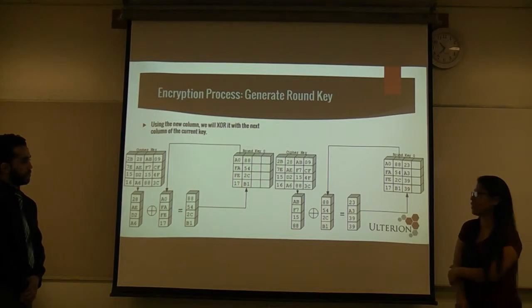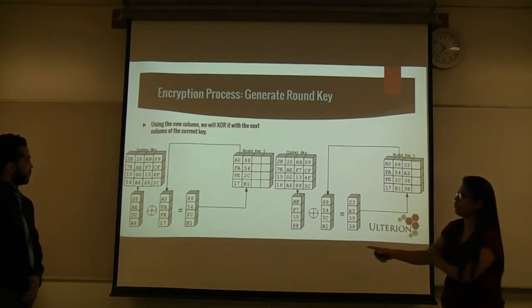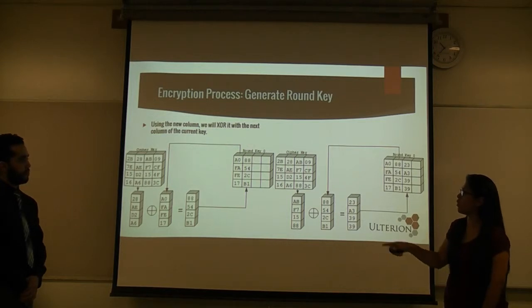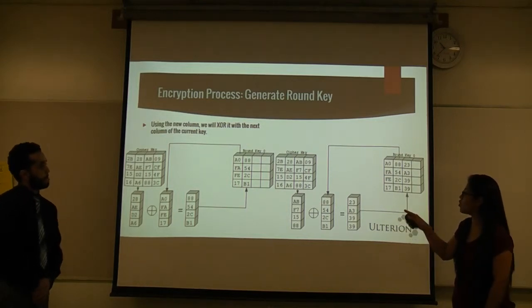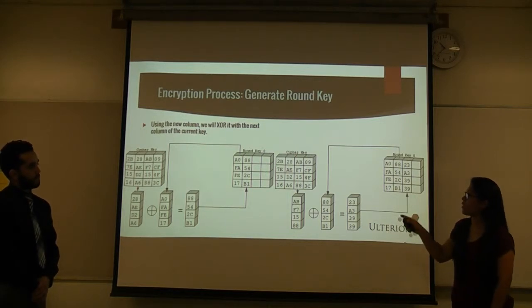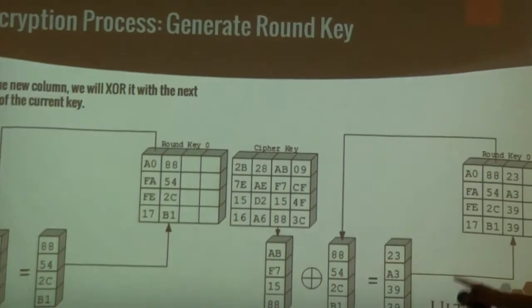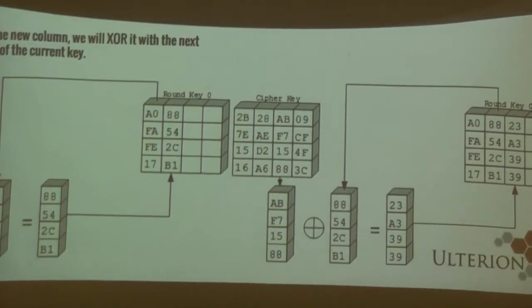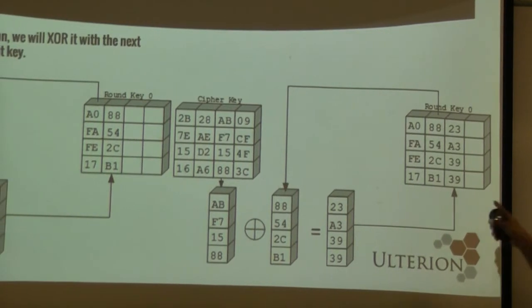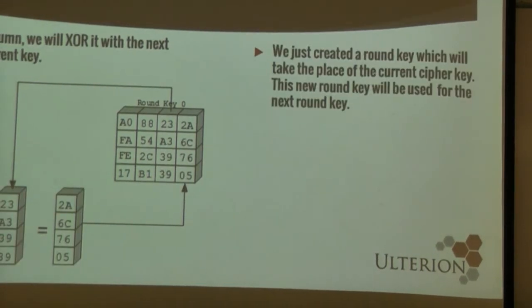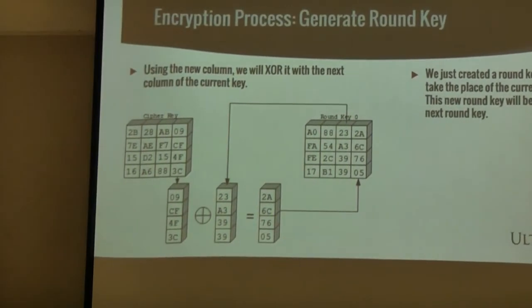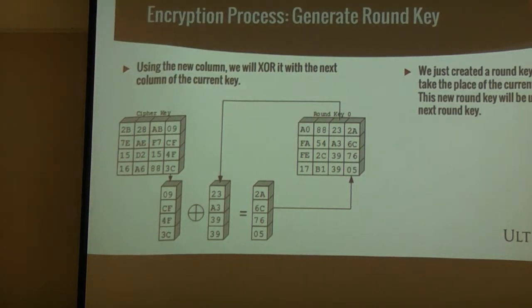And the process is a little different now. You get the second column from the cipher key table and XOR that with the first column of the round key values. That will go into the second column. Then to generate the third column, you take the cipher key's third column and XOR that with the second column of the round key table. That determines your third column for the round key. And then we XOR the next column of the current key to create the last one.